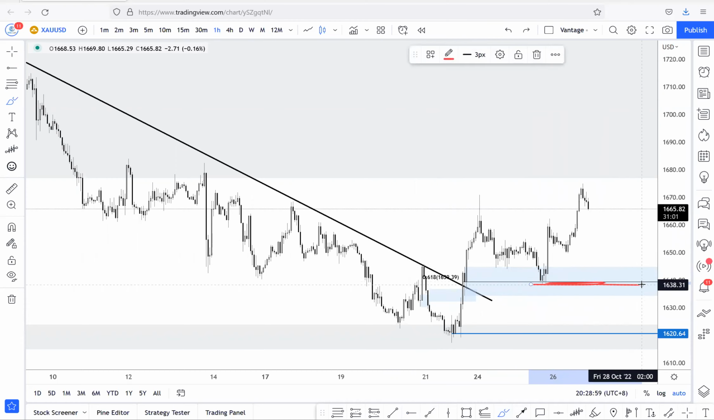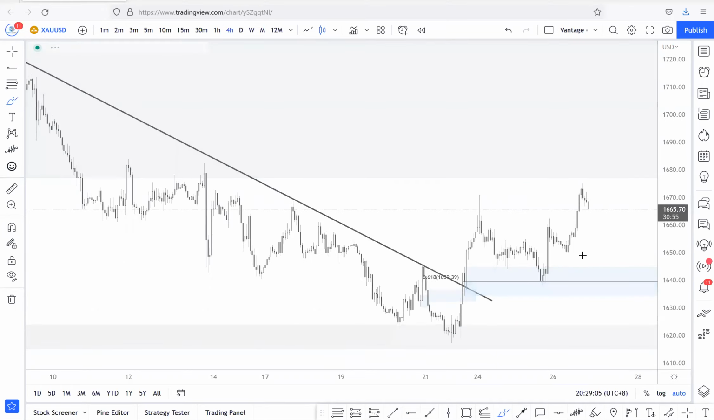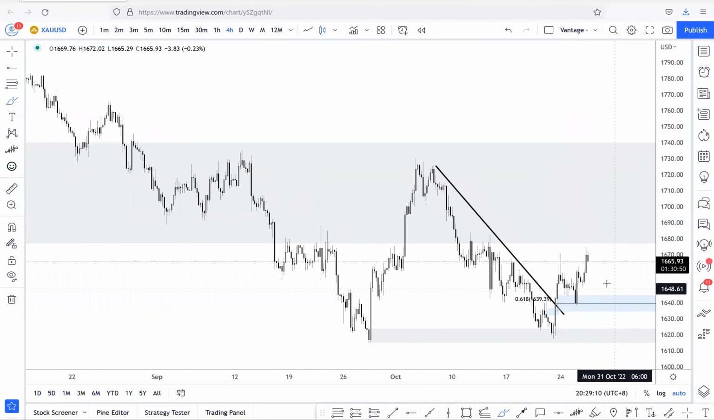This region is the support area here. Before it tests 1620. So 1620 still holds as the H4 support area that we have, right? This region over here. But what we need to keep in mind is that if we do see a reversal, this would be the first support area to watch out for over here.